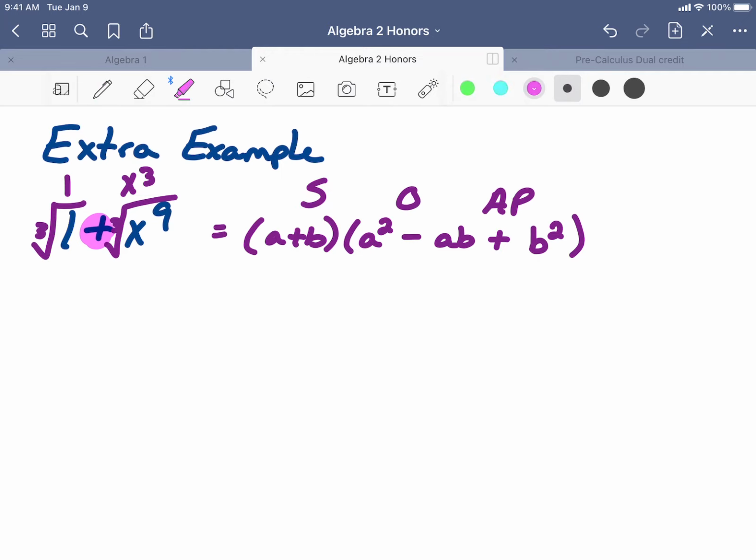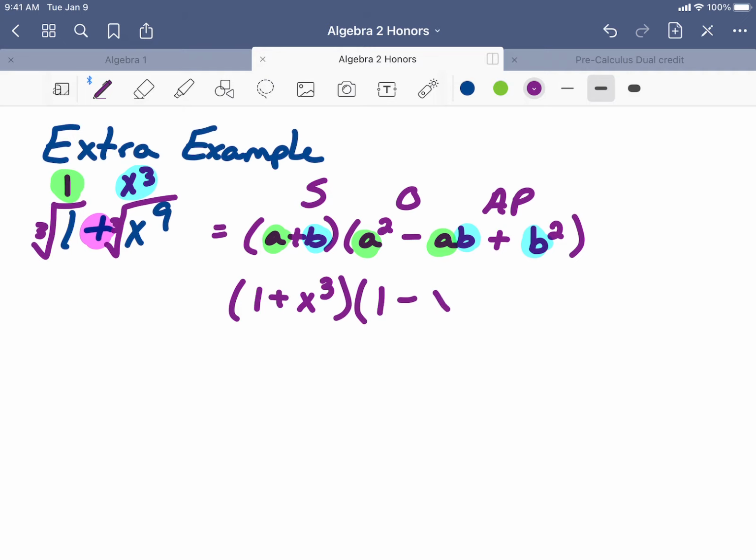Now, I know that I'm going to enter my 1 for my a's, and I'm going to enter my x cubed for my b's. So we're going to fill it out just like we normally do. So I have parentheses, 1 plus x cubed, close parentheses, open them up again. 1 minus 1x cubed, or just x cubed, right? We don't need the 1 because 1 times x cubed just gives me x cubed.